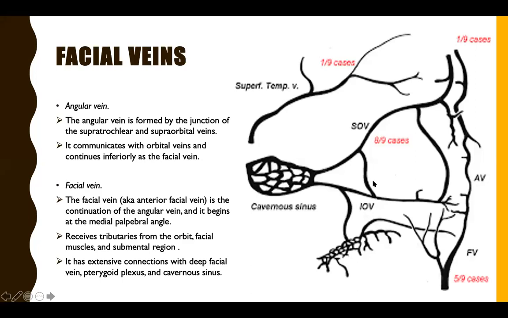So this is a nice picture depicting all the veins. This is the cavernous sinus, superficial temporal vein, the superior ophthalmic vein, the inferior ophthalmic vein, the angular vein, the facial vein, and the pterygoid plexus. The pterygoid plexus has connection via deep veins to the cavernous sinuses. It can have connection with the inferior ophthalmic vein, and also it has connection with the facial vein via the deep facial veins. The facial vein receives tributaries mainly from the orbit, the facial muscles, and the submental region, and it has connection with all three structures. So many times we have seen the facial vein is enlarged in CCF.